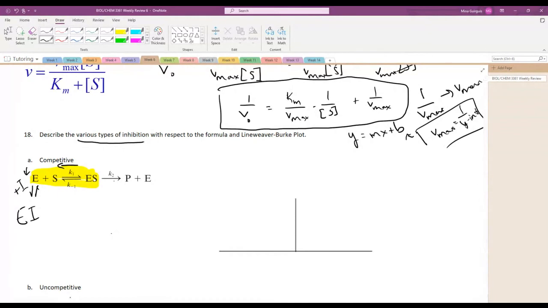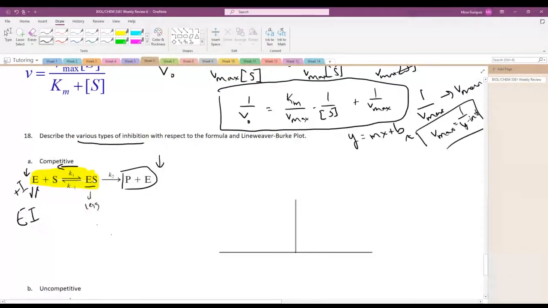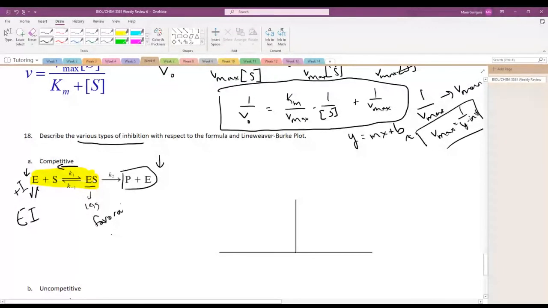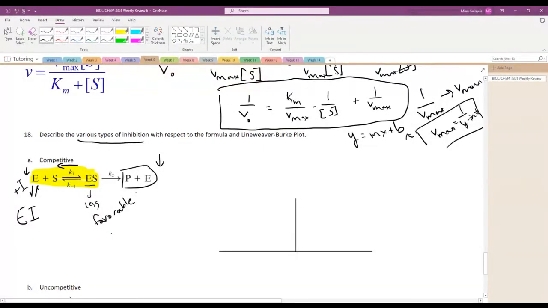And that makes sense. In some way, you're going to get less product, right? Because it's an inhibitor. Inhibitors are going to give you less product. This is how it does that, by making the formation of enzyme substrate complex less favorable, by messing with concentrations.